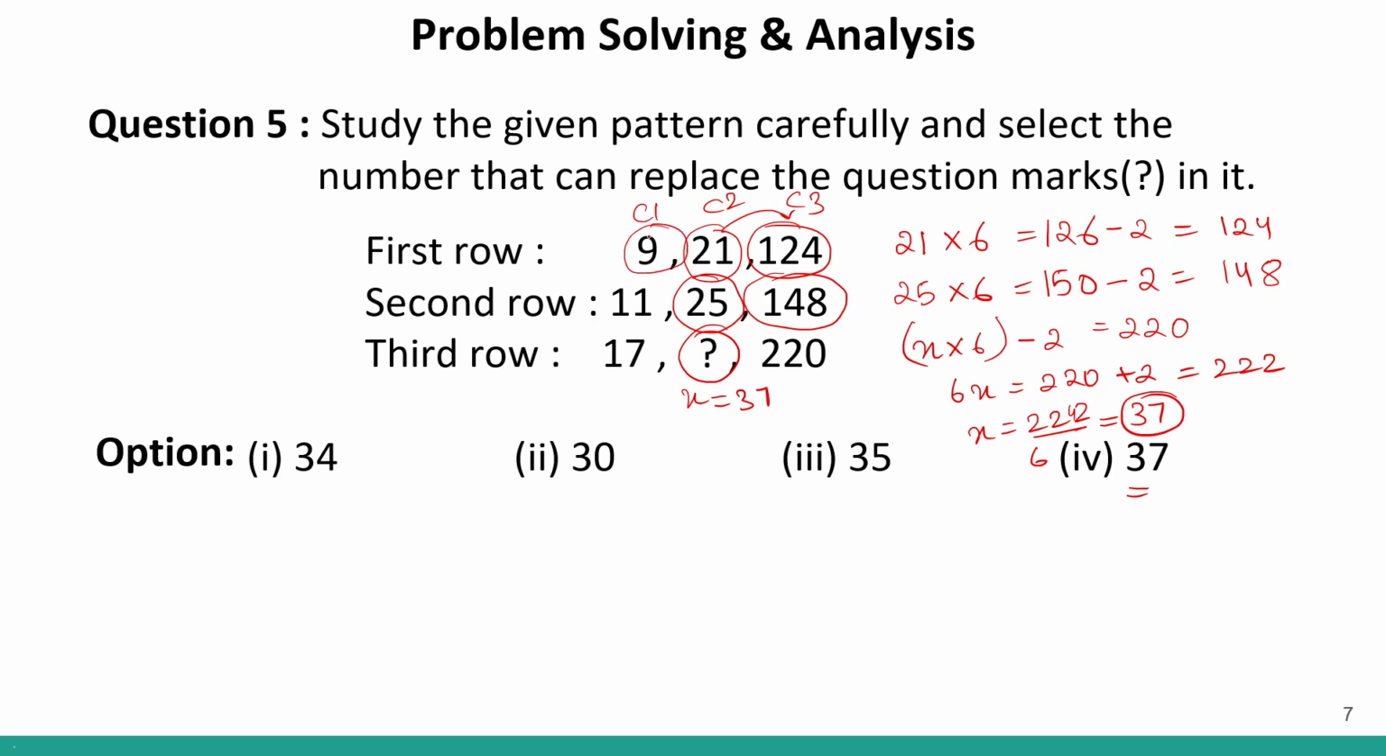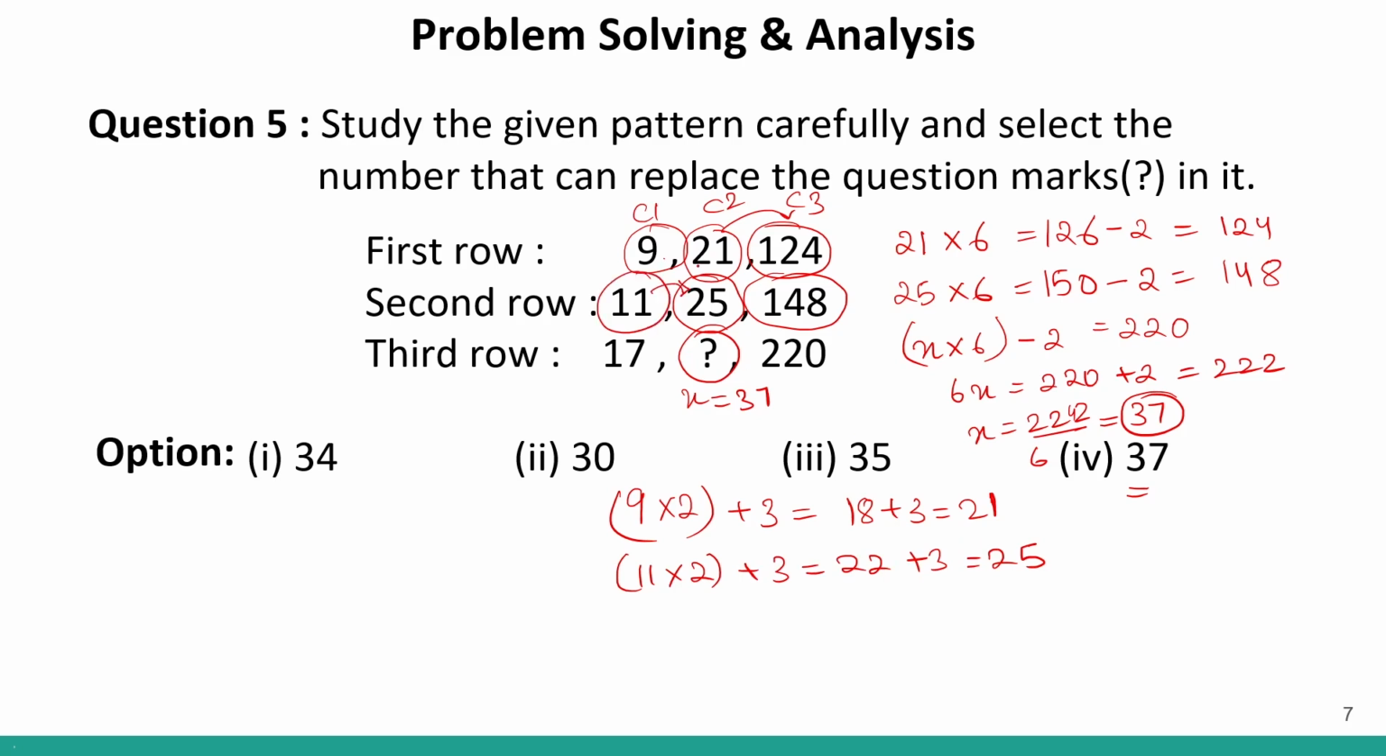Now if you look at 9, over here I can see that 9 into 2 plus 3 gives me how much? It gives me 18 plus 3, that is 21. Correct? Similarly, 11 into 2 plus 3, which will be 22, plus 3 will give me 25. So this number is related to this number the same way this number is related to this number.